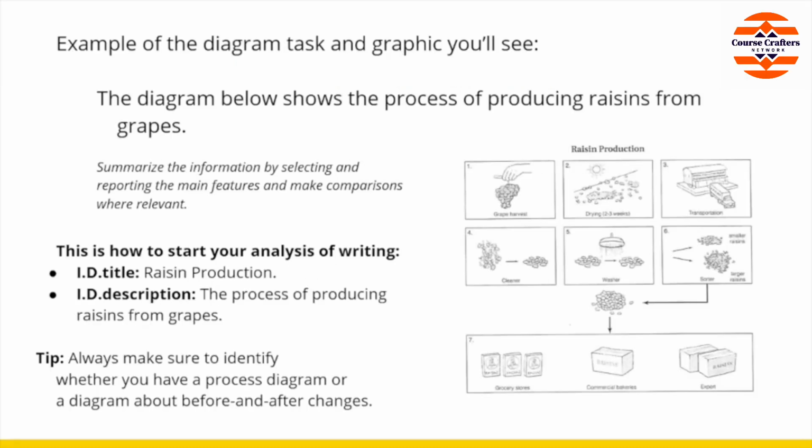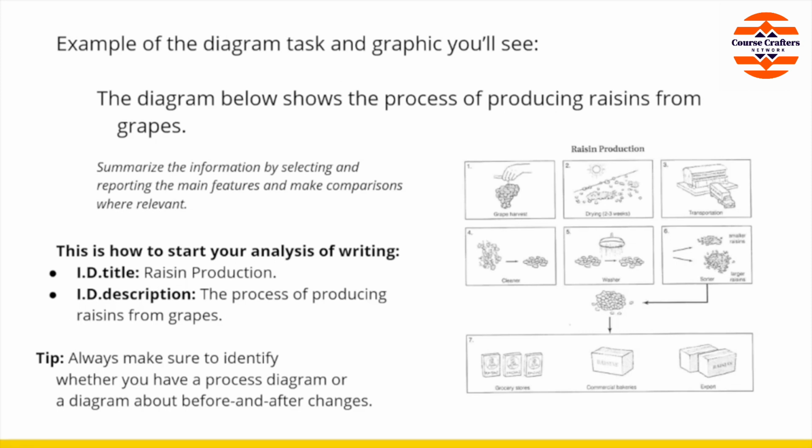Alright guys, here's an example of the diagram task essay. So let's go ahead and I'm going to read a prompt for you which states the following. The diagram below shows the process of producing raisins from grapes. And the requirement is always the same when it comes to Task 1. Summarize the information by selecting and reporting the main features and make comparisons where relevant. So in this case, we have this diagram, as you can take a look. So the title states Raisin production.